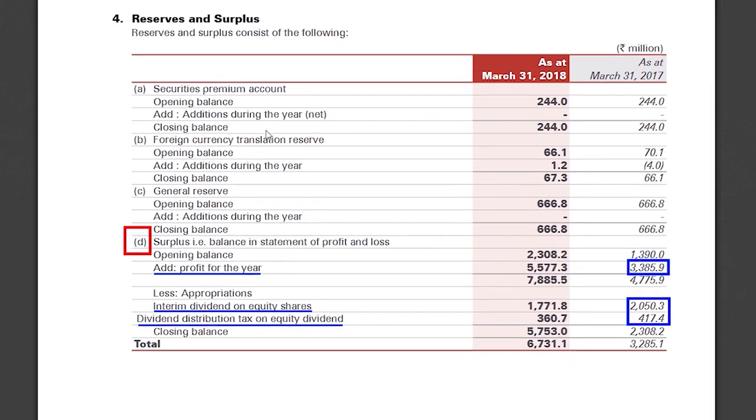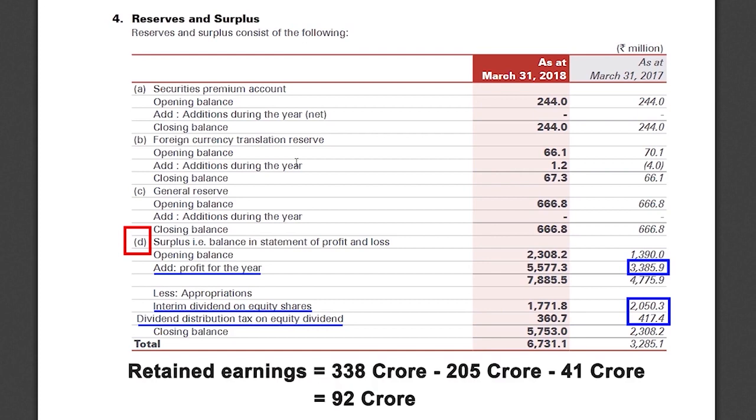Similarly, you can see in the table that for financial year 2017, the company made profit of 338 crores, and out of this, the company paid dividend of 205 crores. Along with that, the company paid dividend distribution tax of 41 crores. So, 338 crores minus 205 crores minus 41 crores gives us 92 crore rupees. This is the company's retained earnings for the financial year 2017.